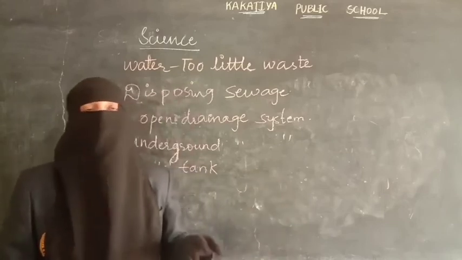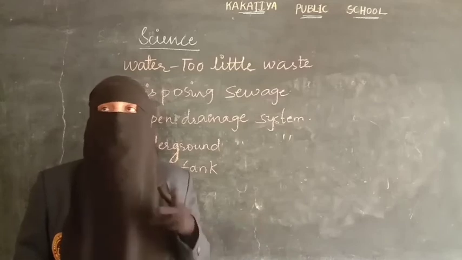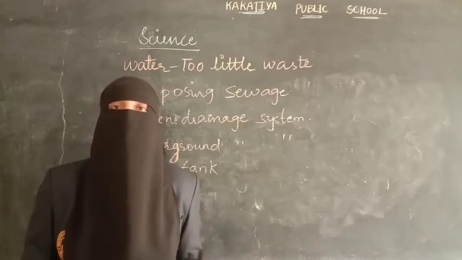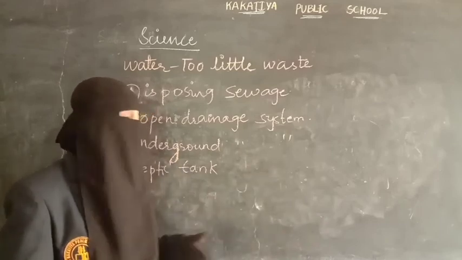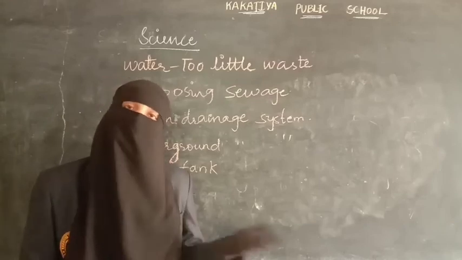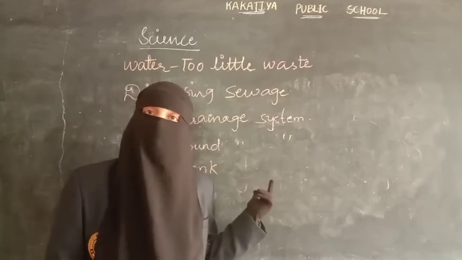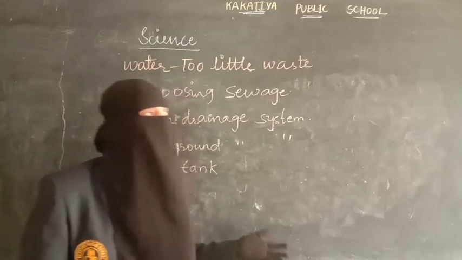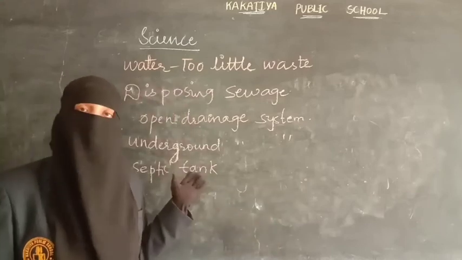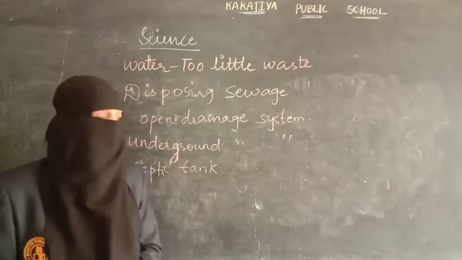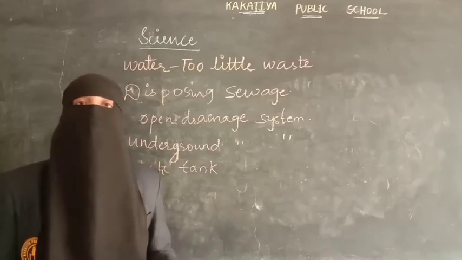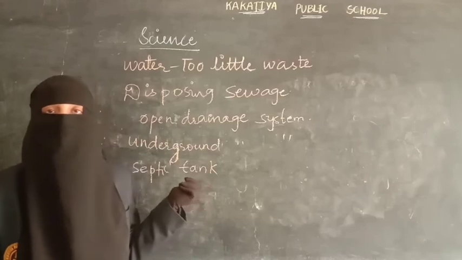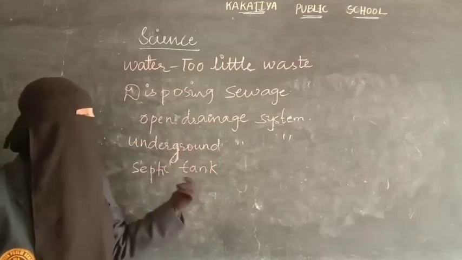All the wastewater from bathrooms, washrooms, kitchen, everything will be collected in that. And after some time, when it fills up, the cleaners will come and clean that septic tank. So it is also a kind of disposing sewage. Different areas will have different sewage disposing systems. You have to find out in your area which kind of drainage system is present, whether it is open, underground or septic tank.